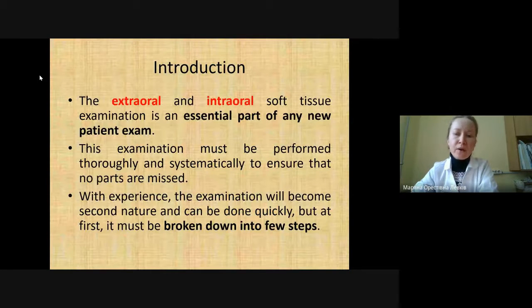The extraoral and intraoral soft tissue examination is an essential part of any new patient examination. This examination must be performed thoroughly and systematically to ensure that no parts are missed. With experience, the examination will become second nature and can be done quickly, but at first it must be broken down into a few steps.